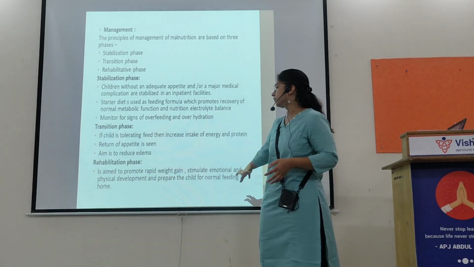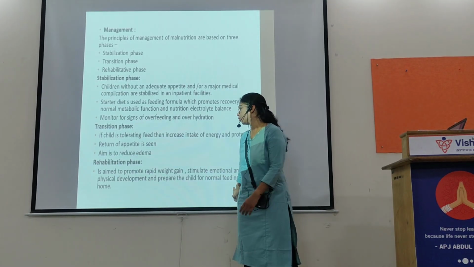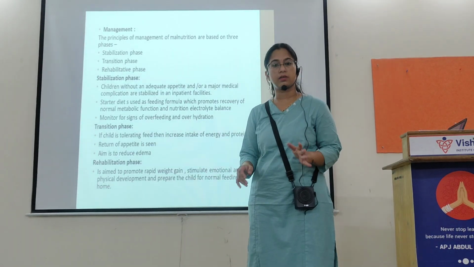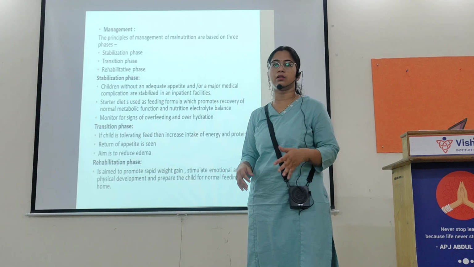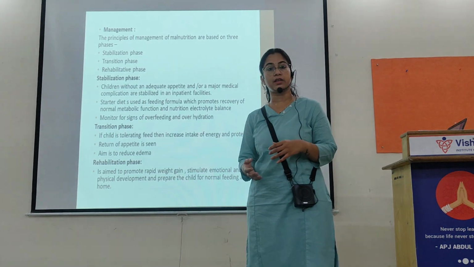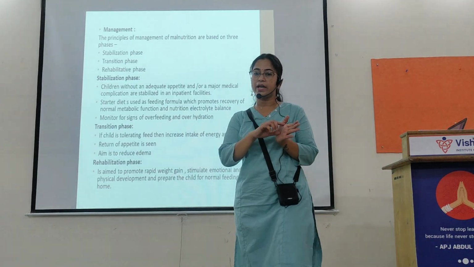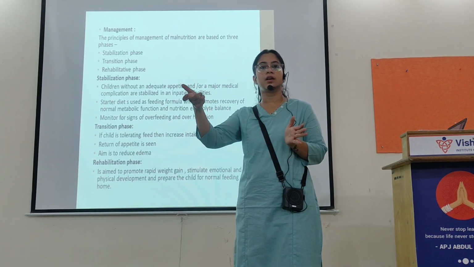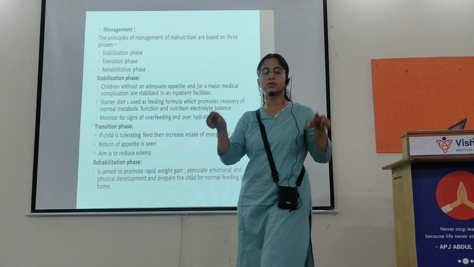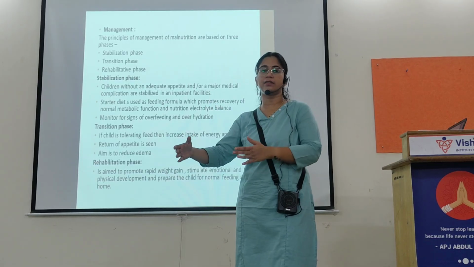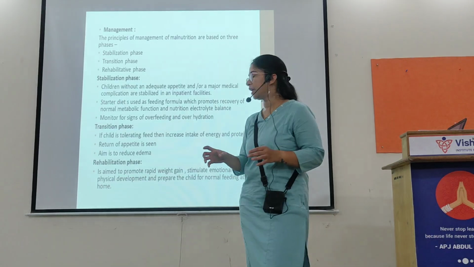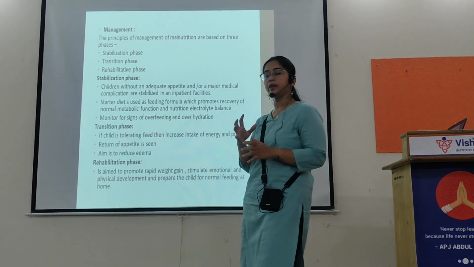So rehabilitation phase, the aim is to promote rapid weight gain. What happens? Now the child is very stable, he has regained his appetite, so you have to include the recipes which can give him the weight gain. So you have to achieve the weight according to his proper height. There are some ratios that if the child's height is this much, then weight should be this much. That protocol should be followed, and you have to gain the weight up to that normal stage.